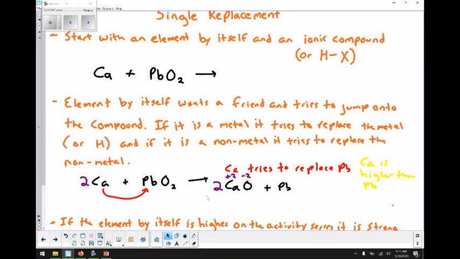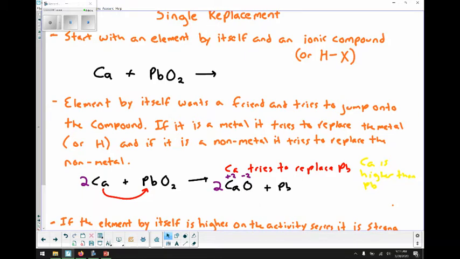And when you make the products, again, you have to balance charges. You're going to be making an ionic compound, which means something that's a metal that's positive and something that's a nonmetal that's negative. Calcium is +2 because of where it is on the periodic table, and oxygen's -2. So you just end up with one Ca and one O, one calcium and one oxygen, +2 and -2, they cancel out, plus lead by itself. When metals or nonmetals are by themselves, you don't have to worry about their charges.